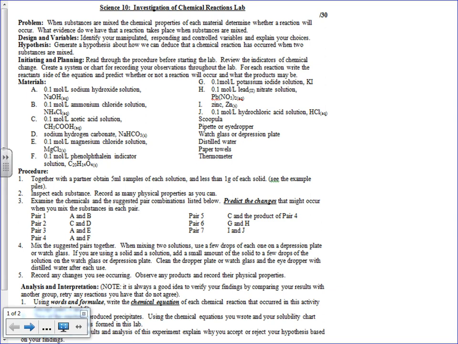We are using hydrochloric acid today. It is quite concentrated. We are using sodium hydroxide again today. In fact, you use sodium hydroxide in 3 of the combinations. That's why there's 2 beakers of it. It is quite concentrated. Please be careful with it.